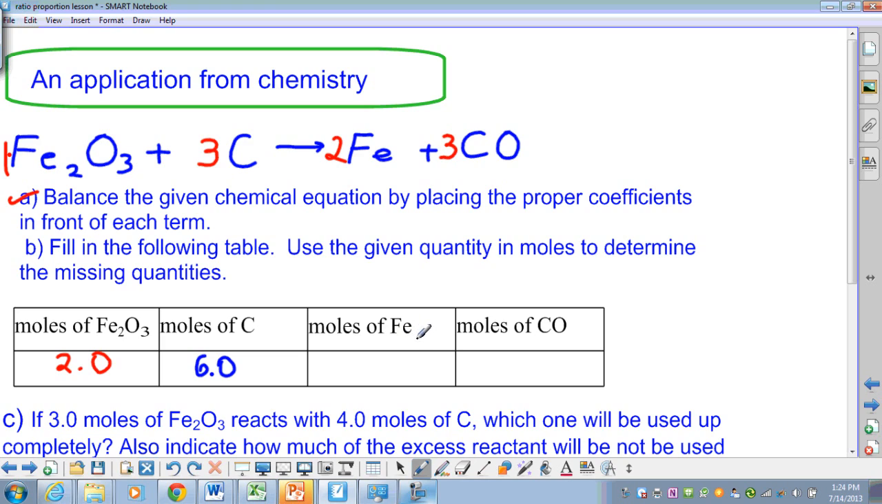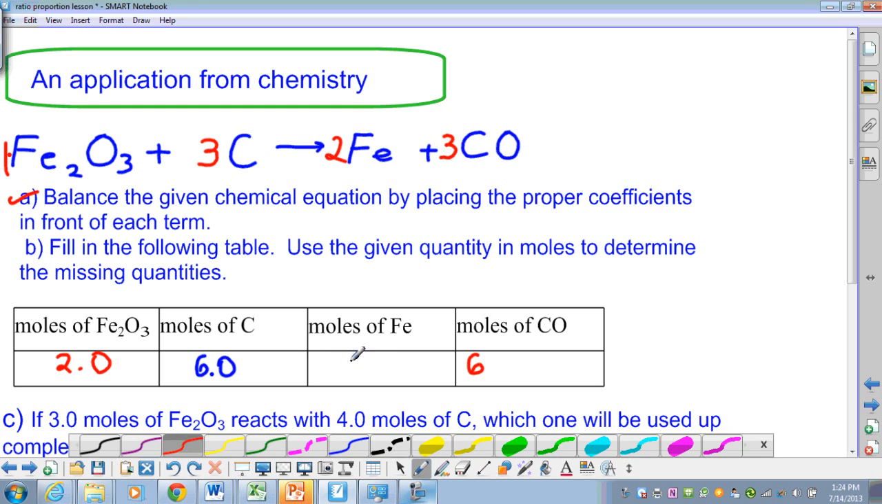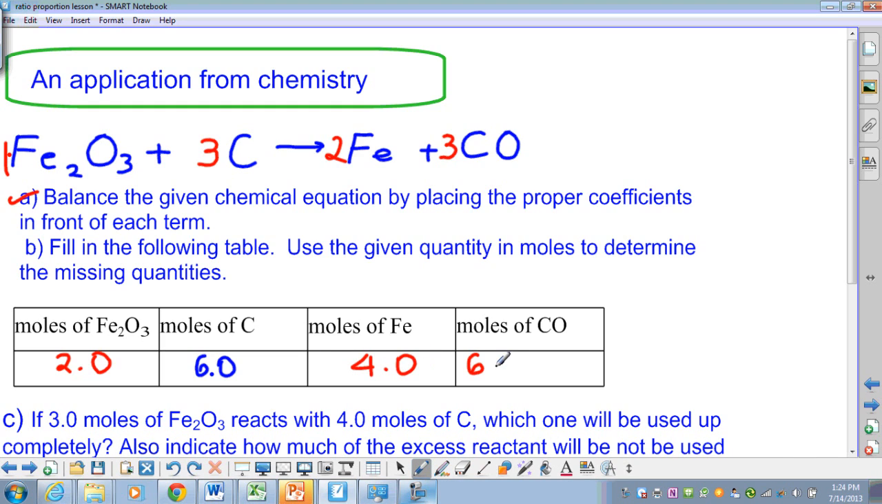And how many moles of iron will be produced on the right-hand side? So if the 3 moles of carbon, now we have 6, has been doubled, then the 2 moles of iron will also be doubled. So if we start with 6 moles of carbon, we're going to end up with 4 moles of iron. And similarly, carbon monoxide will also be doubled. So you'll end up with 6 moles of carbon monoxide. And in this case, let me leave the answer in terms of 2 significant figures. So 4.0 and 6.0. That's because we were given 2 significant figures in the given problem.